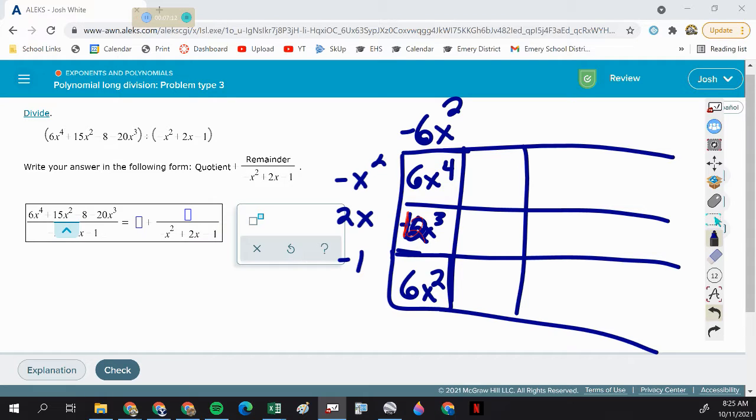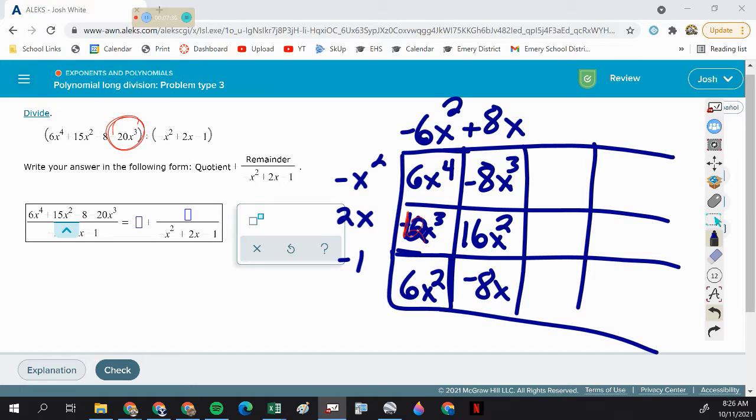All right, I have negative 12. So even though it's out of order, I just have to find the x to the 3rd term, which means I need an additional negative 8x to the 3rd. Pull out a negative x squared. 16x squared, negative 8x. Now, these three need to add up to be 15. So 6 plus 16 is 22. I need to subtract 7 to balance that out. Pull out a negative x.